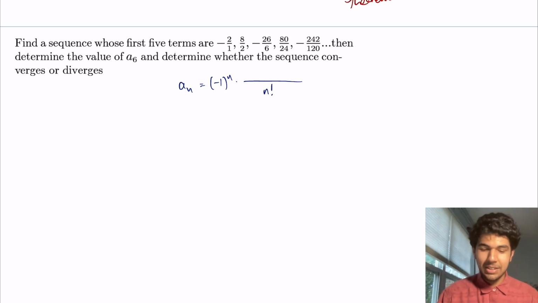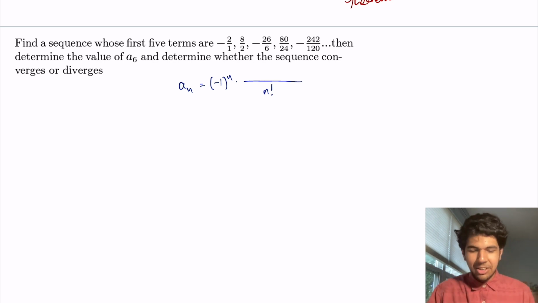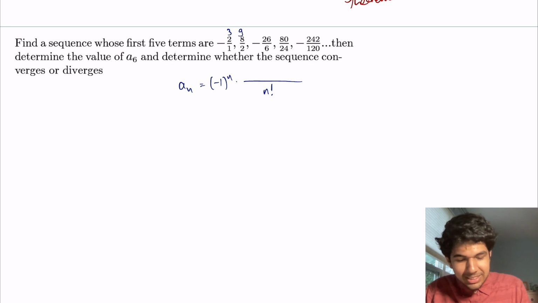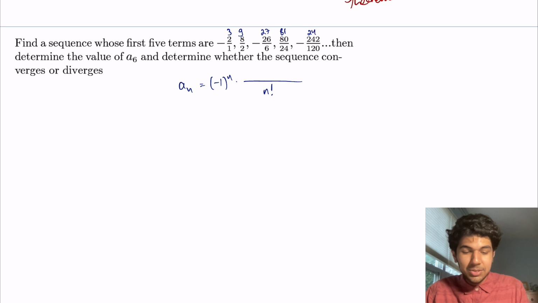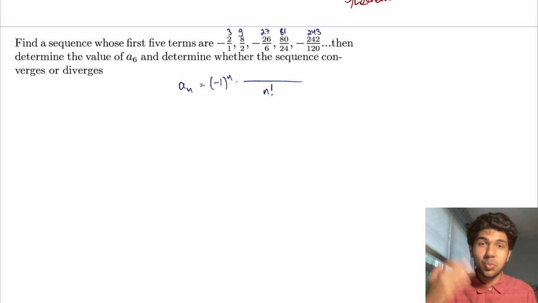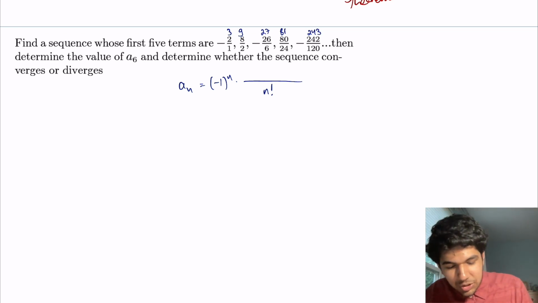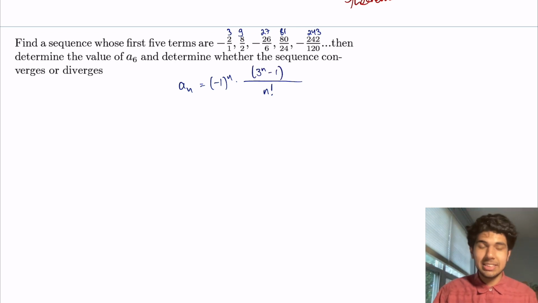Pretty cool. The numerator might be a little bit more tricky. 2, 8, 26, 80, etc. How are we going to do that? This is where we sometimes have to be a little bit creative. We can notice that 2 is pretty close to 3, 8 is pretty close to 9, 26 is pretty close to 27, 80 is pretty close to 81, 243. These are the powers of 3. They're just one less. So we can rewrite the numerator as 3 to the n minus 1, and that's going to be our sequence.